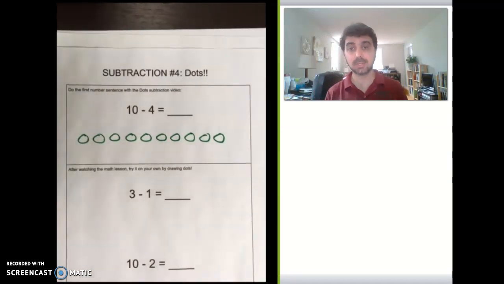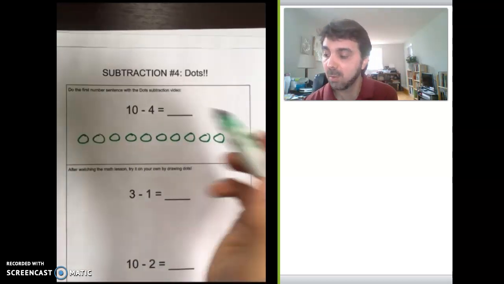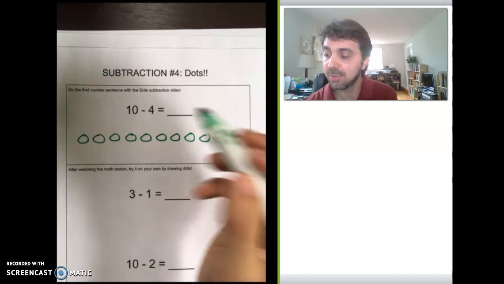We're going to take away, subtract 4 of them. So pause the video if you want, or just think in your head right now. How many dots will we be left with if we take away 4 of those 10 dots? So think about it. See what you think. Let's see how you do. I'm going to cross off 1, 2, 3, 4.